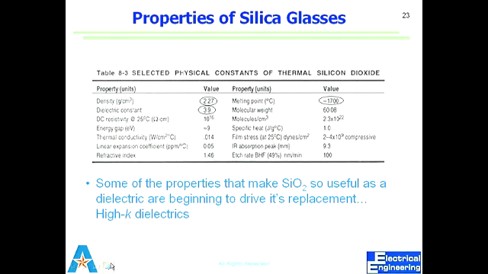Energy gap, what is the band gap for silicon? 1.1 eV. Yeah, band gap 1.1. The 0.7 is the threshold voltage, not the breakdown voltage.